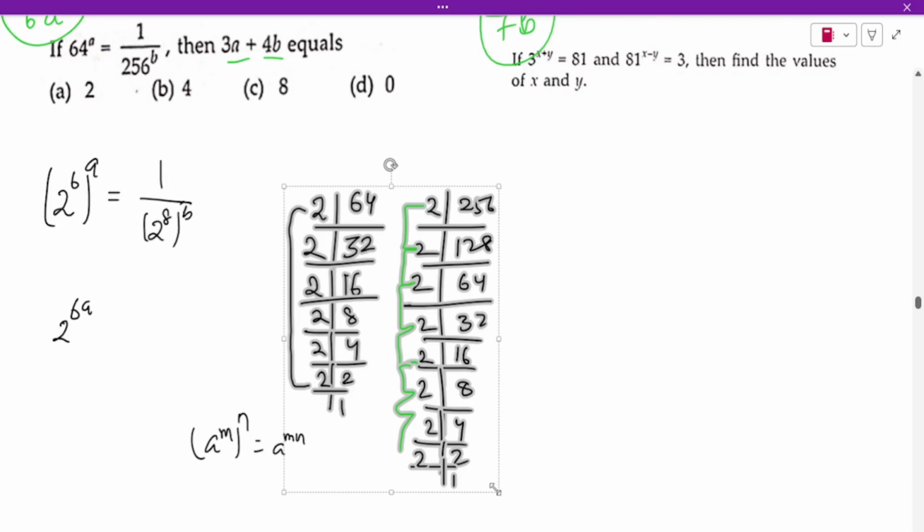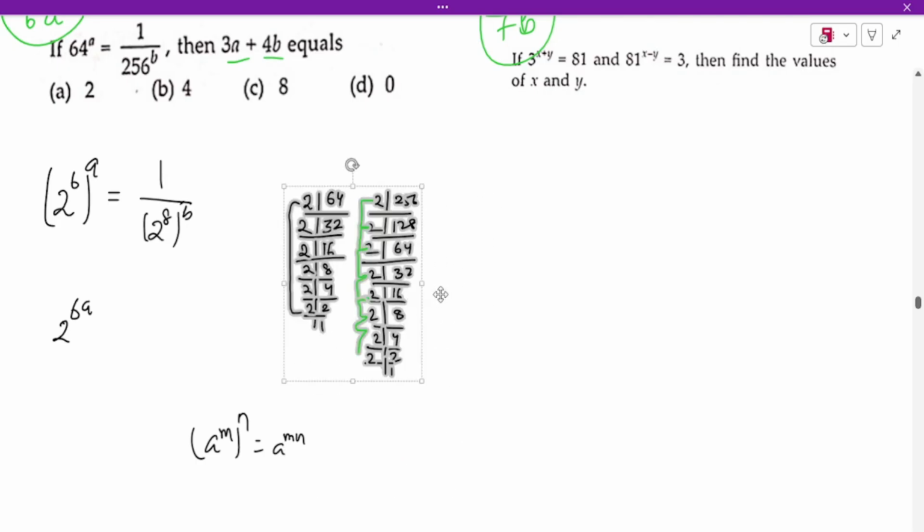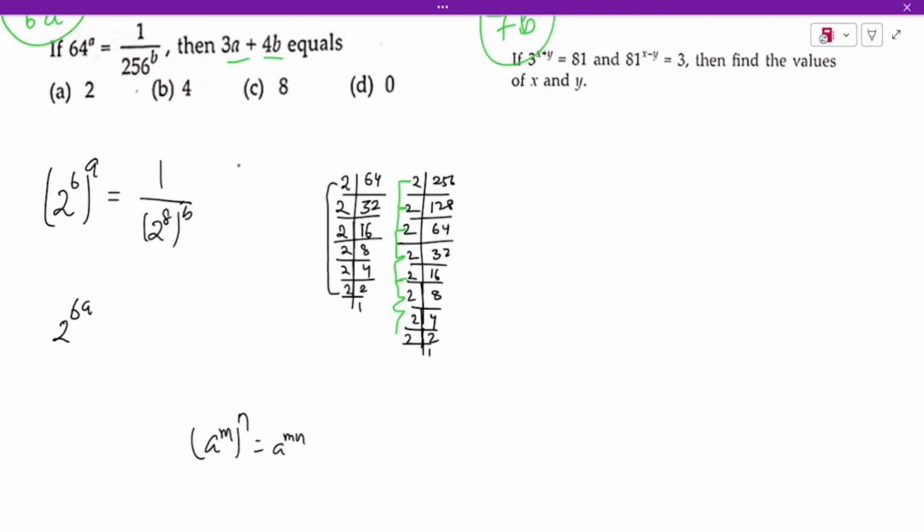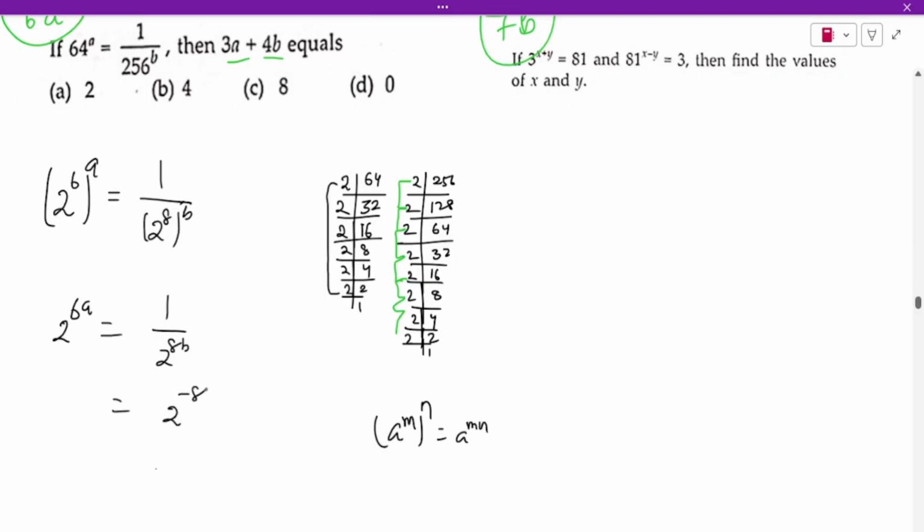With this law we can write both the LHS and RHS. So the RHS is 1 by 2 to the power of 8 into b, which is 8b. Now we just have to use the reciprocal law to write this 1 by 2 to the power 8b in terms of a negative exponent. So over here, this is equal to 2 to the power of minus 8b is equal to 2 to the power of 6a. Now the bases are equal, it means the powers will be equal.